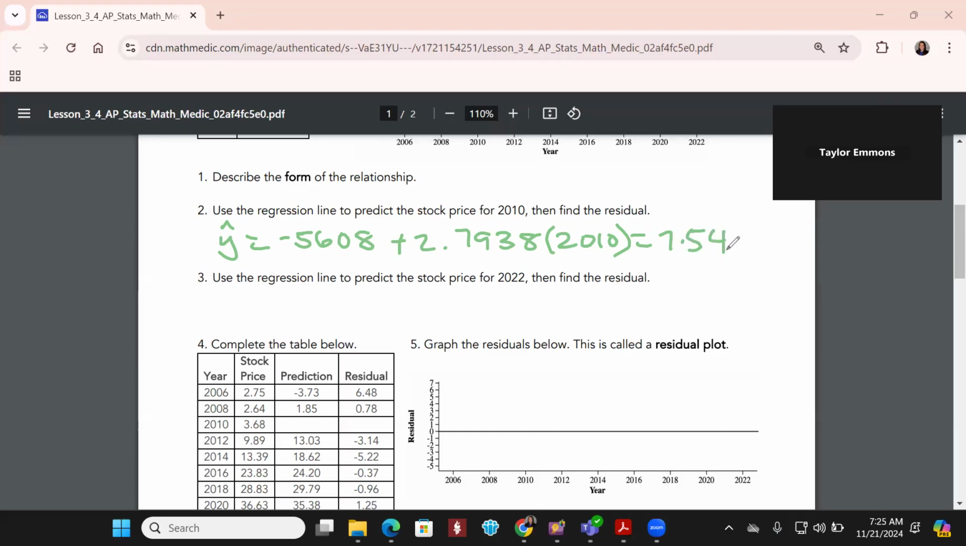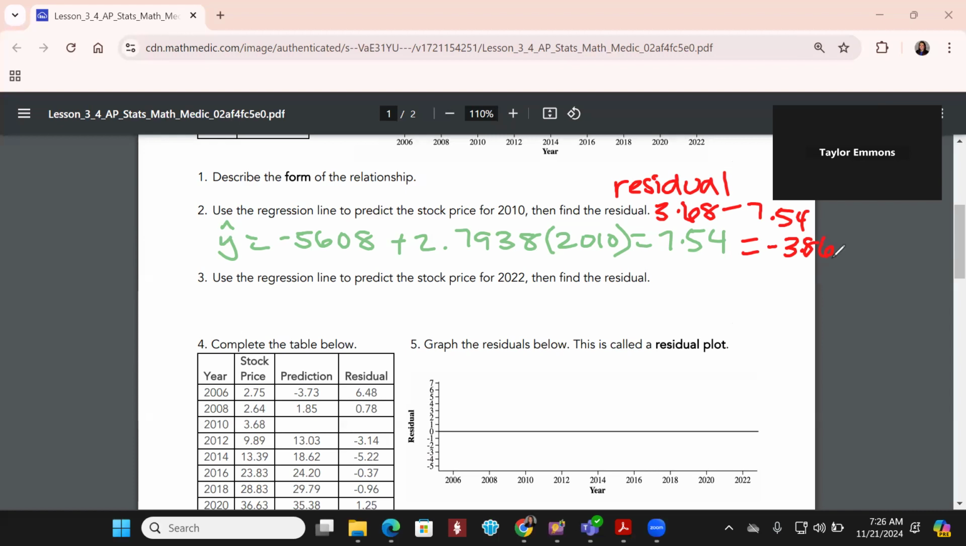All right, so you should have gotten 7.54. Now to find the residual, here's the important part. Pay attention. We're going to take what was in the chart, which was 3.68, and subtract what we just predicted, which is 7.54. That gives us a difference of negative 3.86. Just like what Mo said, we do the actual minus the predicted.